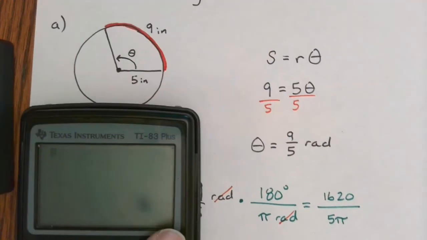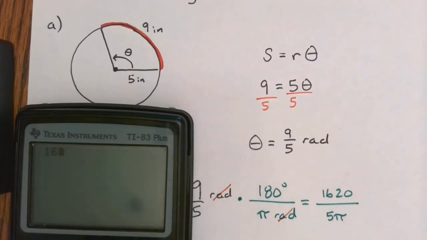So to convert this into degrees, I'm just going to do 1620 divided by the quantity 5 pi. So I'm going to put that in parentheses because I want to divide it by the entire 5 pi. And if I do that, I get 103 with a decimal after that. We're going to round these off to 1 decimal place. So this is approximately equal to 103.1 degrees.